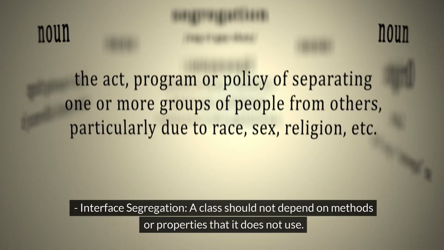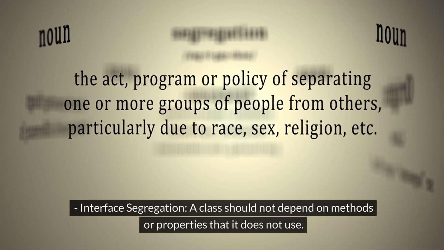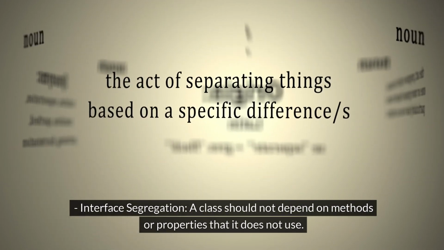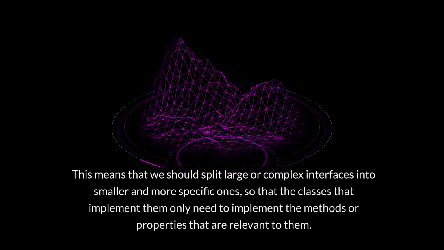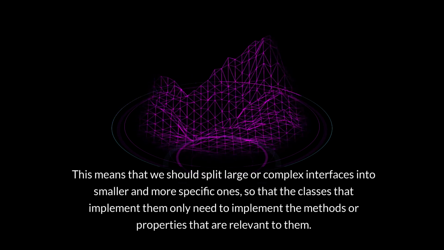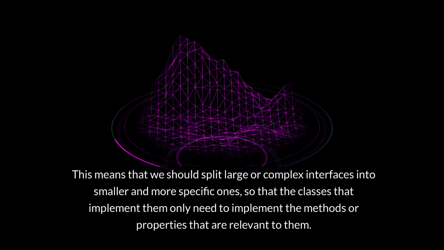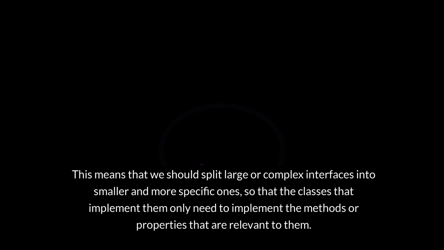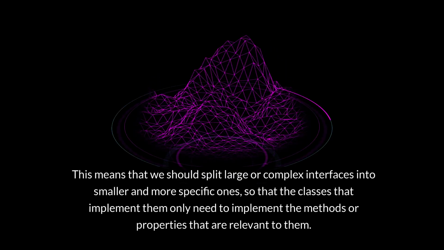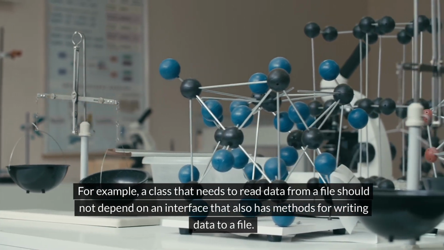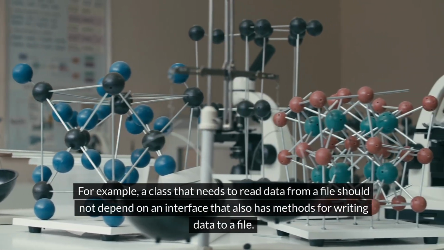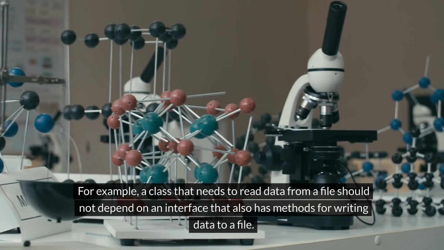Interface segregation. A class should not depend on methods or properties that it does not use. This means that we should split large or complex interfaces into smaller and more specific ones, so that the classes that implement them only need to implement the methods or properties that are relevant to them. For example, a class that needs to read data from a file should not depend on an interface that also has methods for writing data to a file.